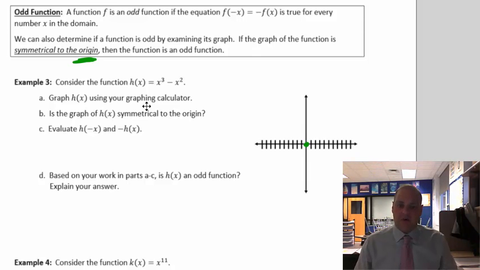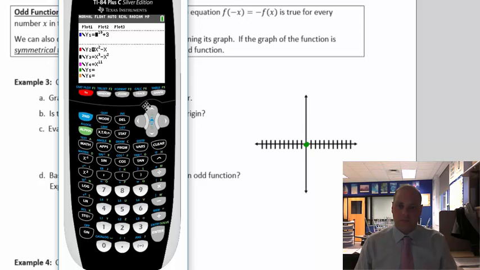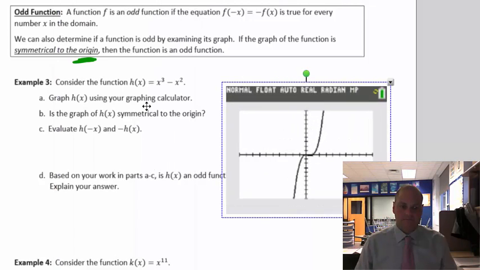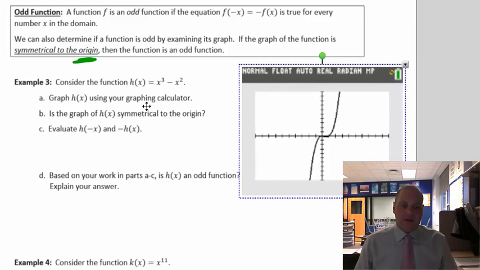So let's do this graphically. X to the third minus x squared. We'll turn that on. I'll cheat again. There we go. Okay. So that right there, we have to decide if that is an odd function or not. All right. So is it symmetrical to the origin? Well, if we flip our paper upside down, does it look exactly the same? Exactly the same? It's close. Flip your paper upside down, it's close.